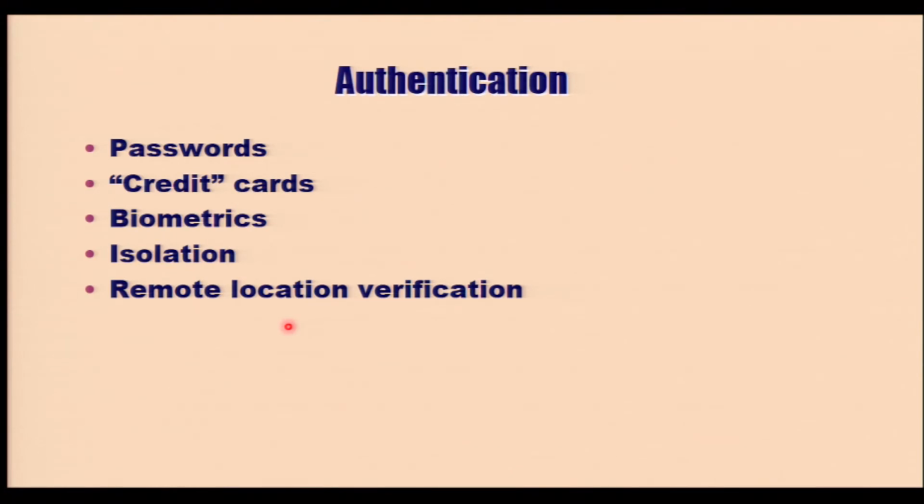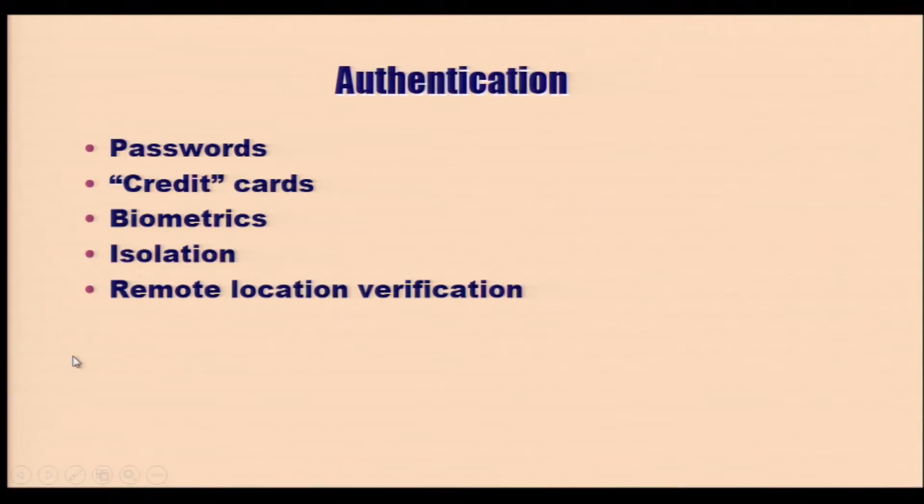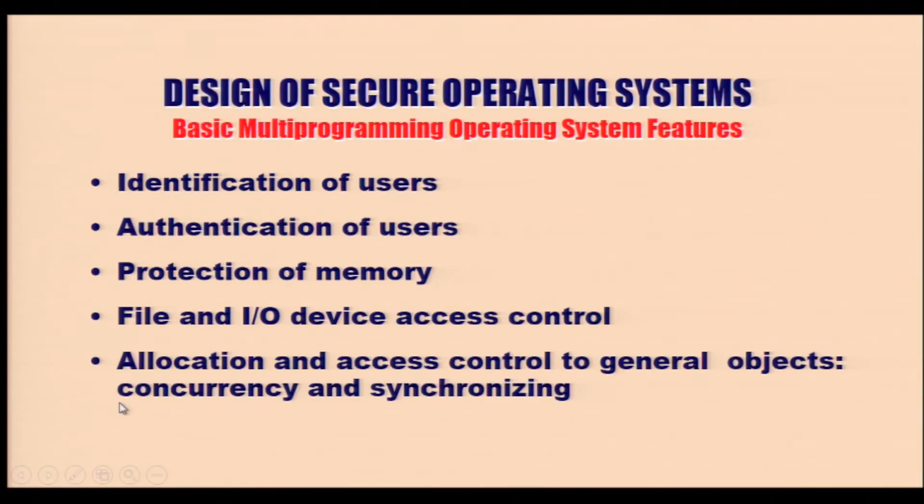Remote location verification: somebody has logged in to our system. Most of the time we block remote logins because they are a clear conduit for facilitating any breach. Anybody can log in, or if you want remote login, you have to provide a justification and then a remote login is created for you. That's how it is. Design of a secure operating system: we need to identify the users and the physical access, who can access the machine.